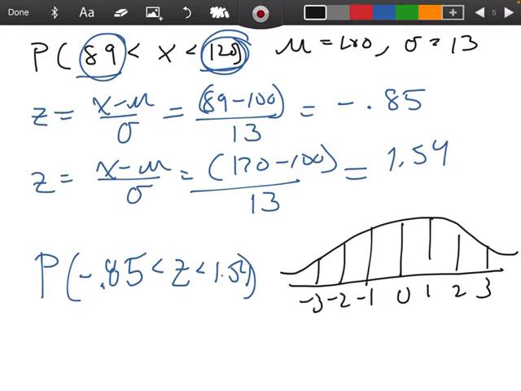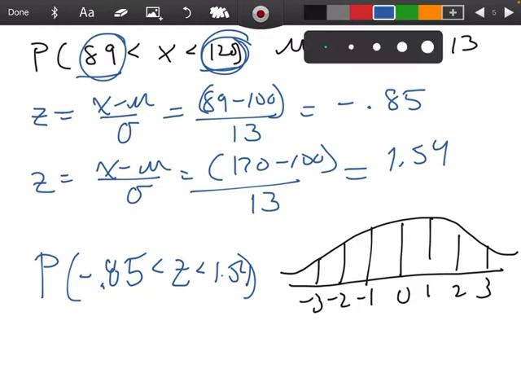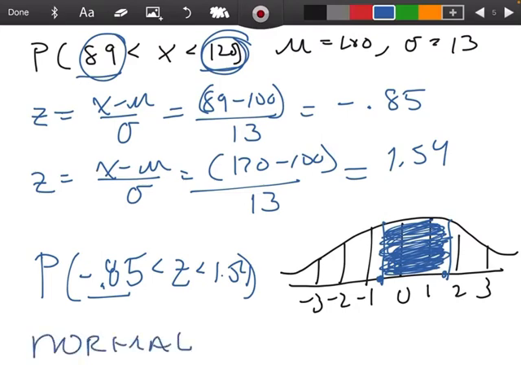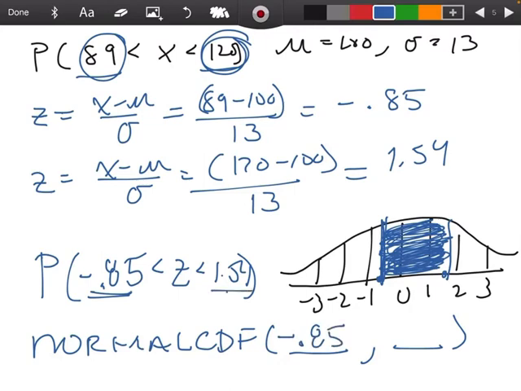Okay, and the two numbers that we came up with were negative 0.85, so it's going to be somewhere right about here, and 1.54, which is somewhere right about there. And what we're doing is we're looking for the area between those two values, okay? So I'm trying to find what's the area here in the blue. So again, I'm going to use my normal CDF, right? And remember, we're going to have two numbers. We're going to have a lower number and we're going to have an upper number. Well, my lower number is that negative 0.85. And my upper number is this 1.54.